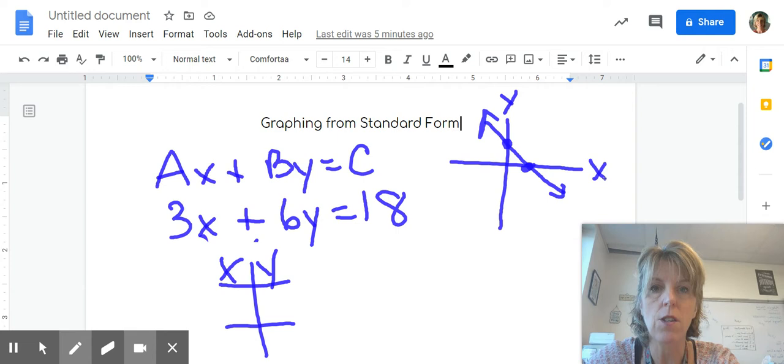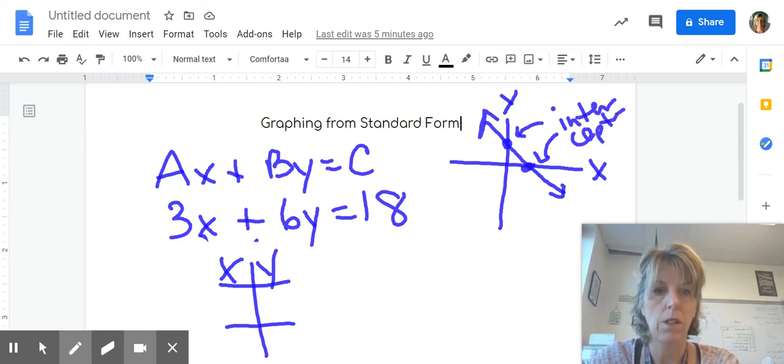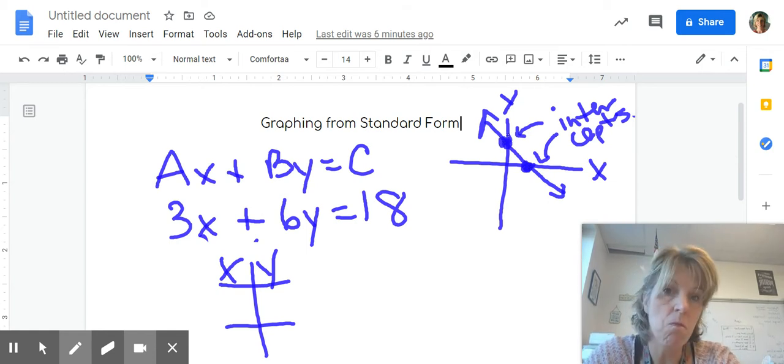Where does that line cross the y-axis? It's called the y-intercept. And where does it cross the x-axis? It's called the x-intercept. So these spots right here are called intercepts. Okay? This one right here is the x-intercept, and this one right here is the y-intercept. Okay? Well, so using that, we can make like a little baby table. We can make a small table.